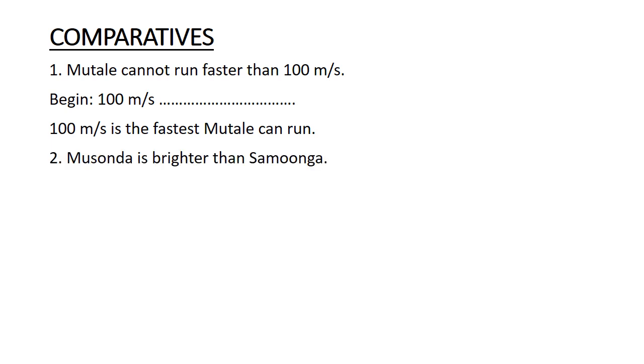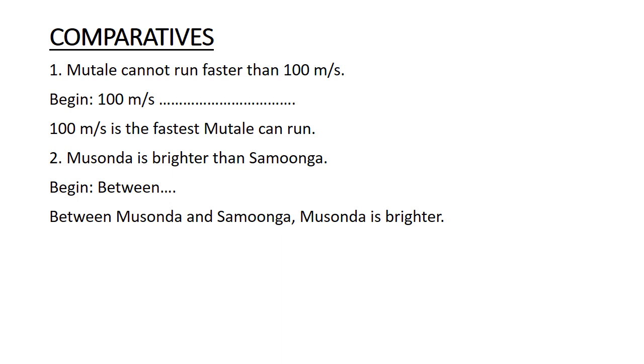Number 2, Musonda is brighter than Samonga. The question says begin between. So we're comparing Musonda and Samonga. Between Musonda and Samonga, one is brighter. If you're comparing two things, then you have to use brighter. If there were 3, you can say brightest. So know that difference. Between Musonda and Samonga, Musonda is brighter.